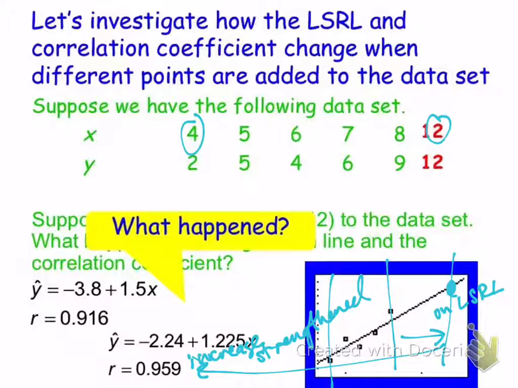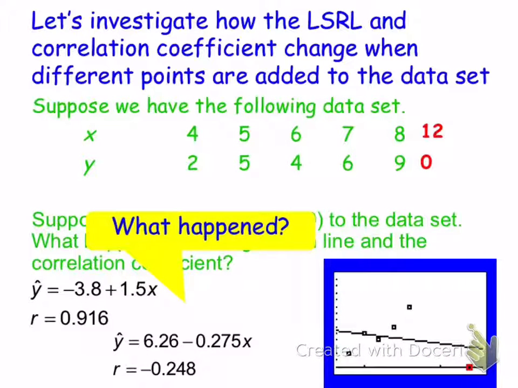So if I add 12, 0, which is down here, it extremely weakened it. Look at that. It is now negative. It threw off my whole slope. Who is this person that threw everything off? Probably me. It's an outlier. So it weakened it. It is an outlier. It actually changed my slope because it is completely off the LSRL.